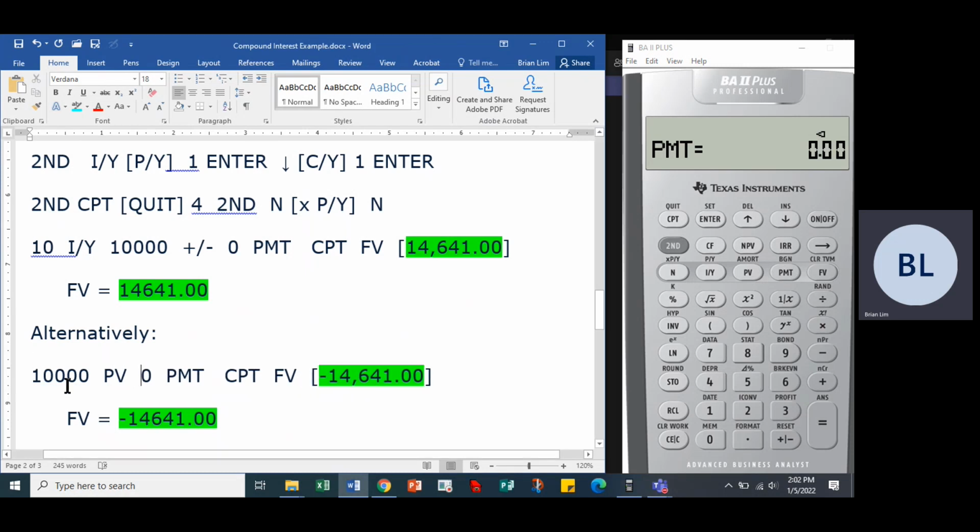Now it's correct, okay? So we put in $10,000 or 10,000, the number, we just put a numerical value, and then we click on present value, and then we click on 0 PMT, and now we can click on CPT, is short for compute future value, and it is negative $14,641.